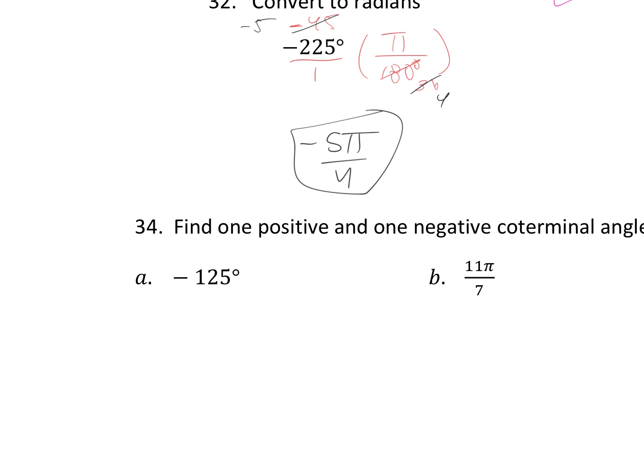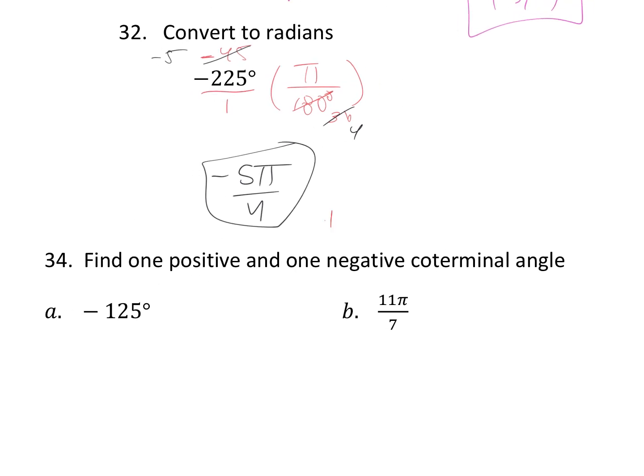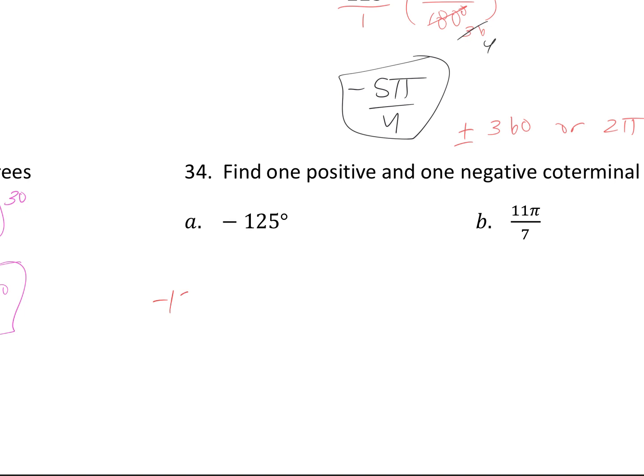Ooh, how do we find one positive and one negative coterminal? You're going to add and subtract 360 or 2 pi. Good. So I'm going to take my angle, negative 125, and I'm going to add 360 to it. What is negative 125 plus 360? 235 degrees. Okay. Is that a positive coterminal? All right. You're good to go.